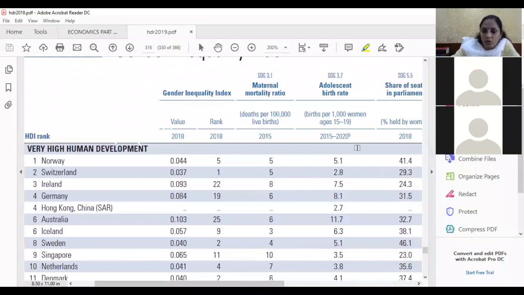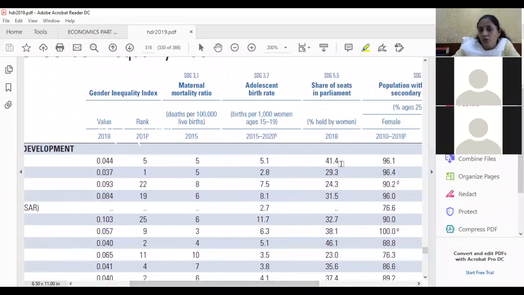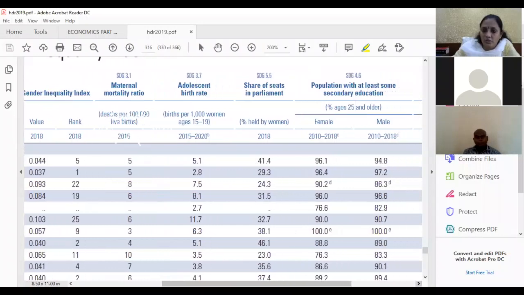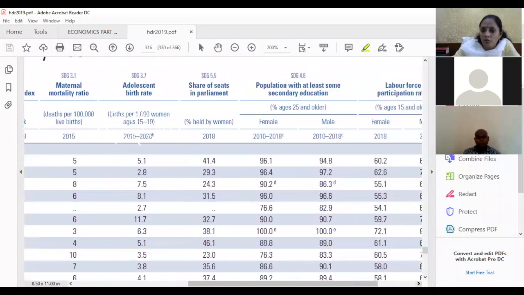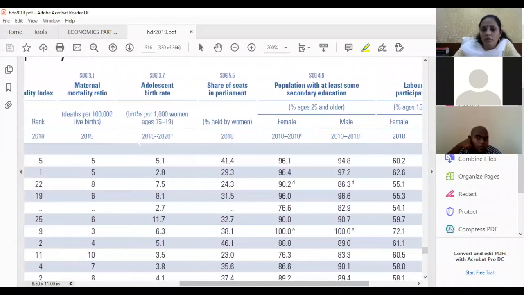You can see this adolescent birth rate, which is actually varying across the different very high developed countries. Share of seats in parliament, you can see in Norway it is up to around 41%, whereas in India it's not even 10 to 12%. Secondary education, they are almost closer to 96% for the women. And the labor force participation is also almost equivalent to men, sometimes very good, actually 62%. But in case of India, all these numbers are going to be very, very different.